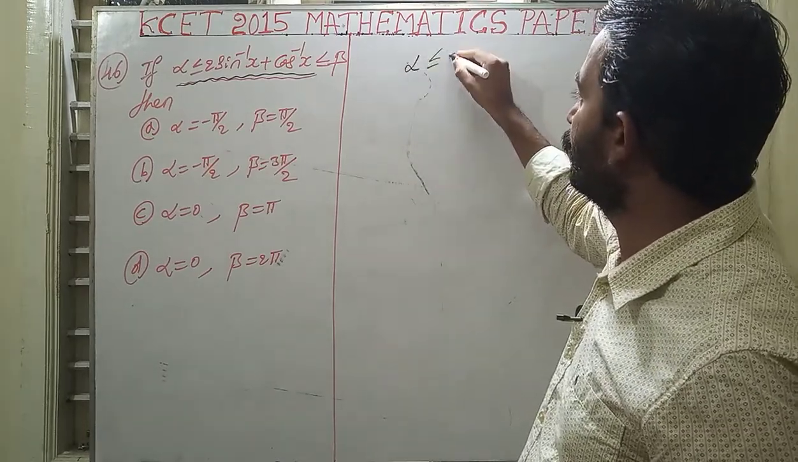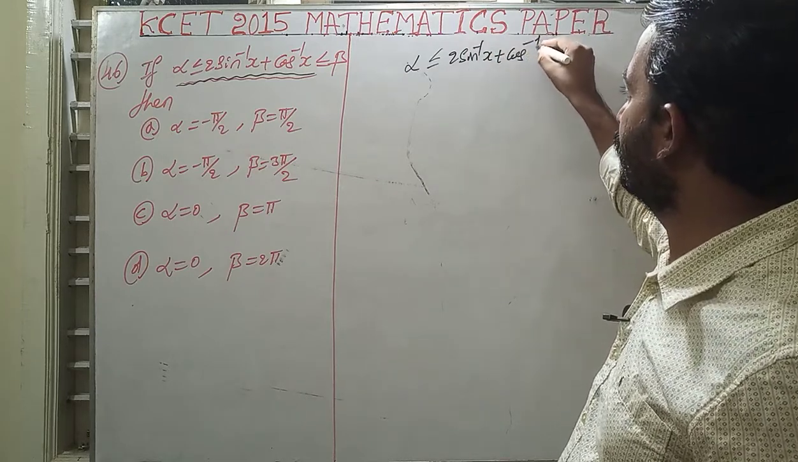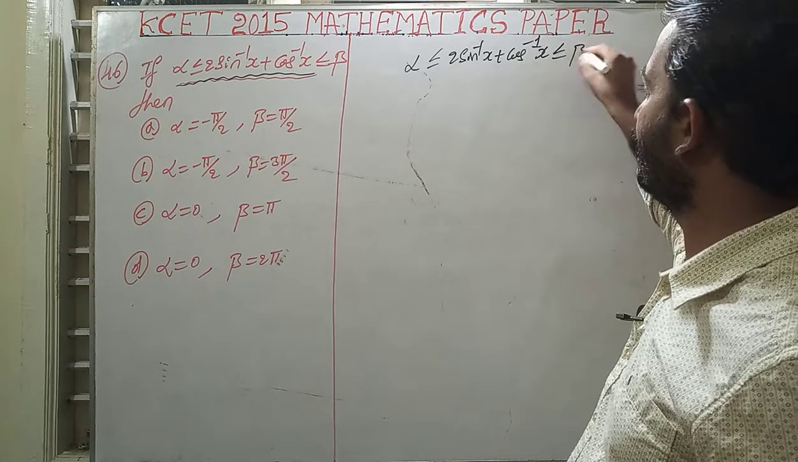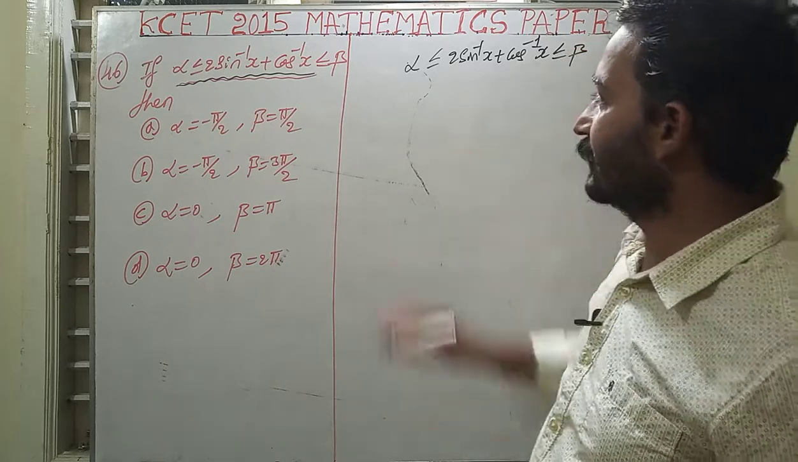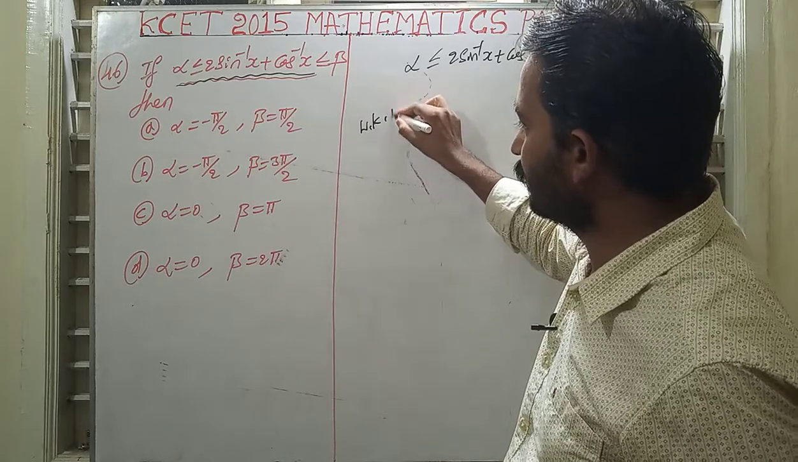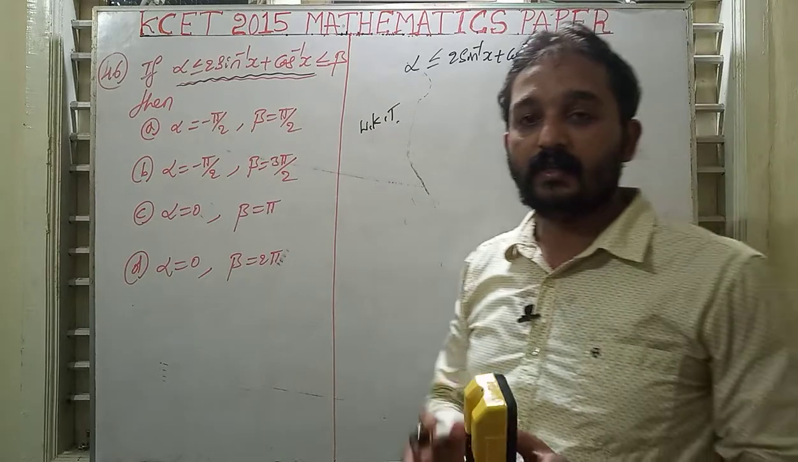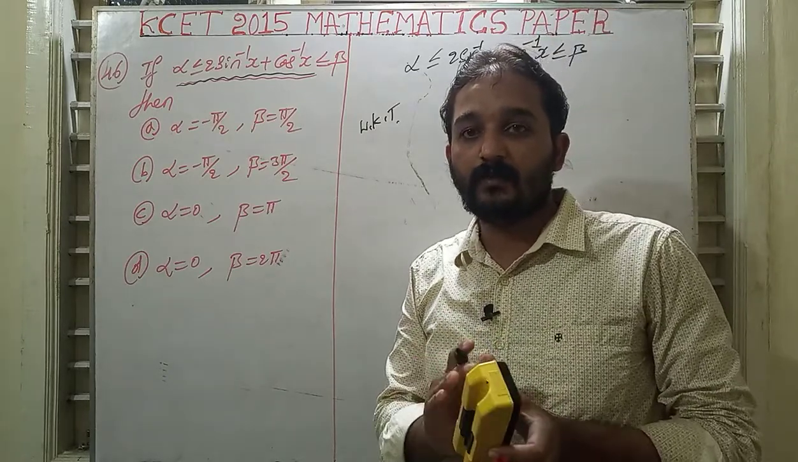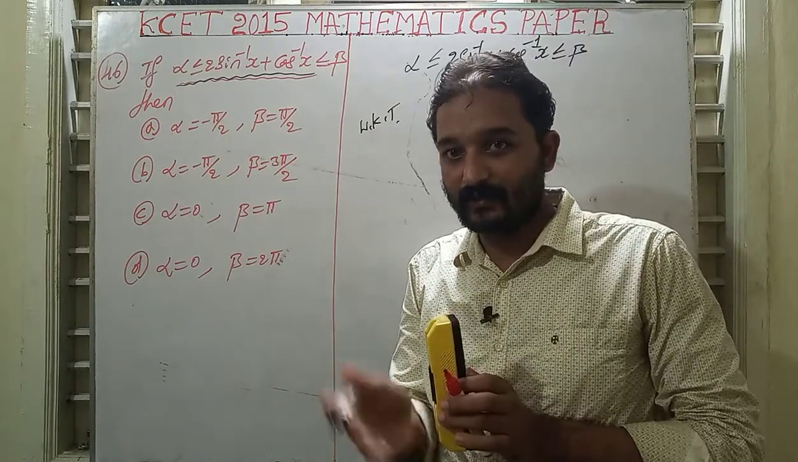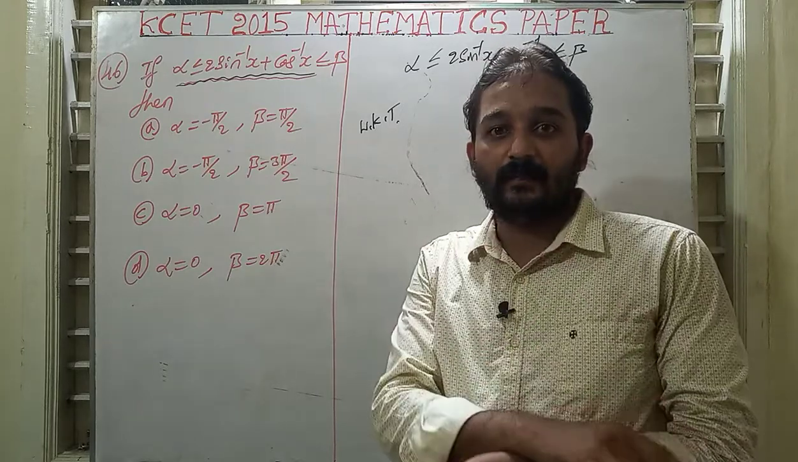Alpha less than or equal to 2 sin inverse x plus cos inverse x less than or equal to beta. So this is the given data. Already we know one formula, the range of the function sin inverse x. What is the range of sin inverse x? It is minus pi by 2 to plus pi by 2. In the inverse trigonometry chapter, we know this range of sin inverse x.